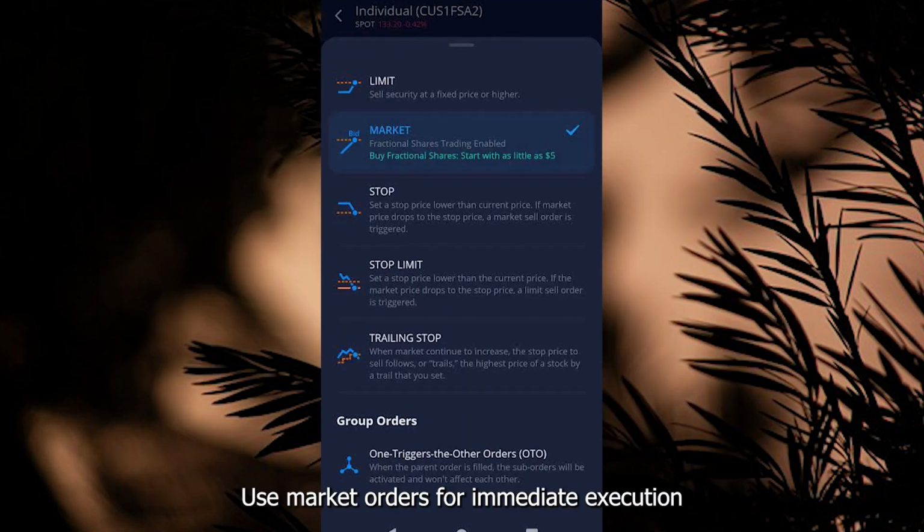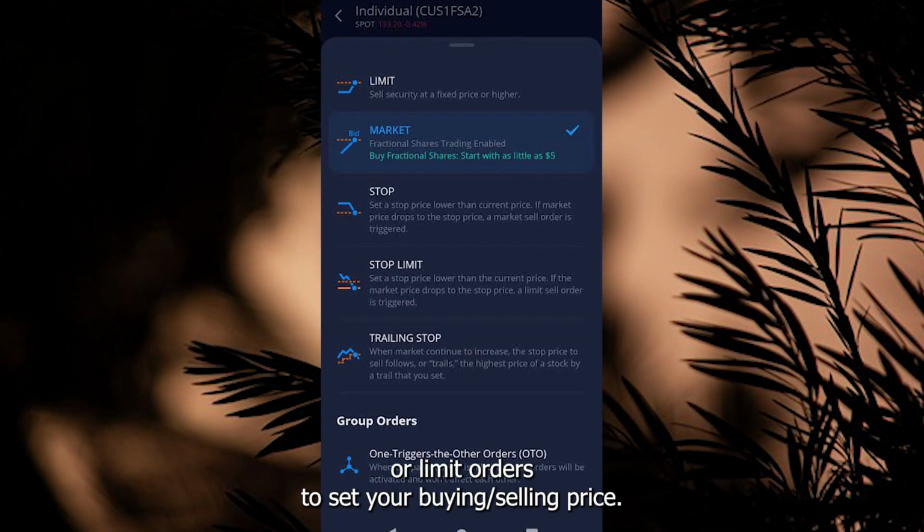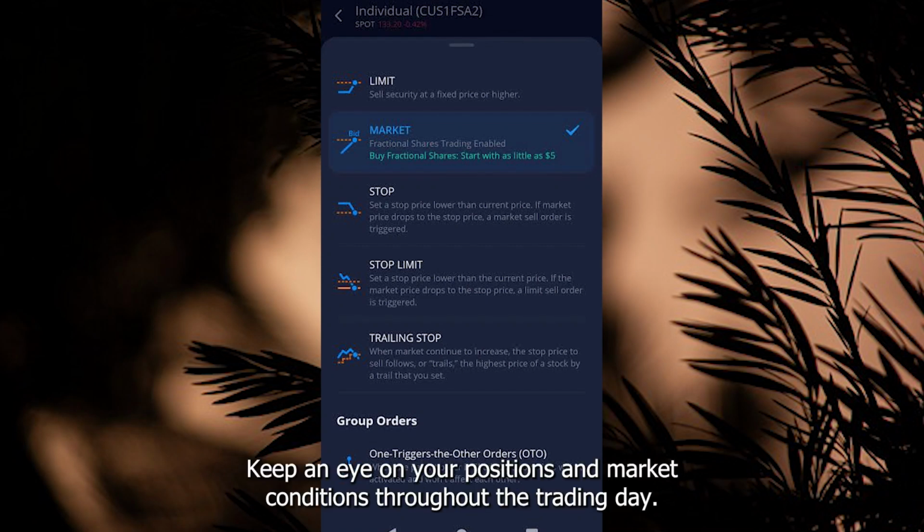Use market orders for immediate execution or limit orders to set your buying/selling price. Keep an eye on your positions and market conditions throughout the trading day.